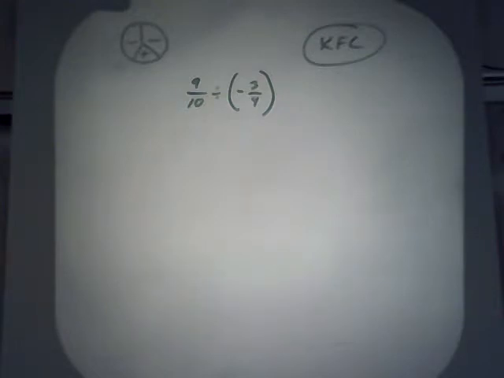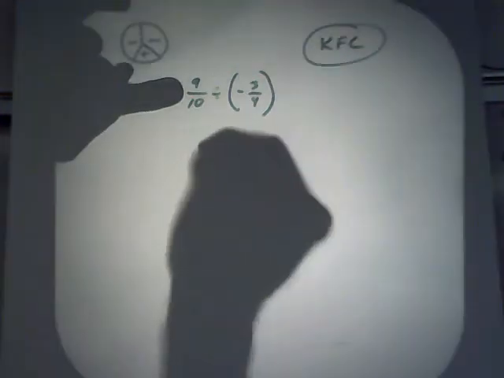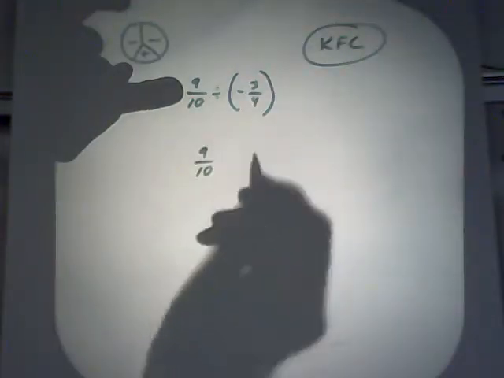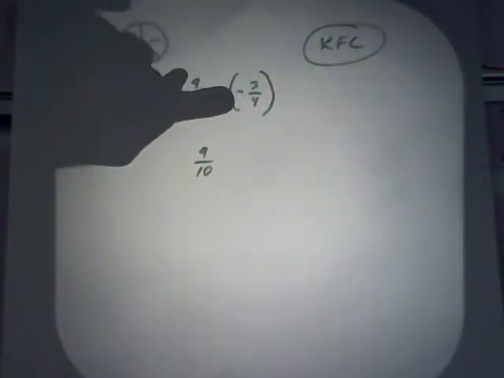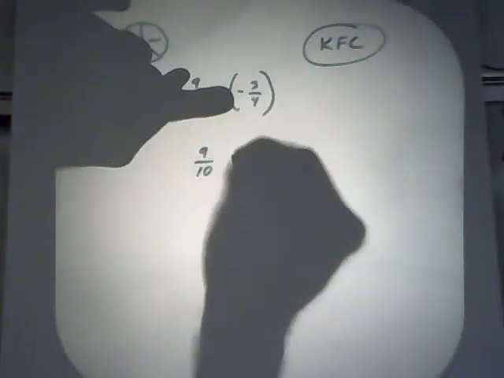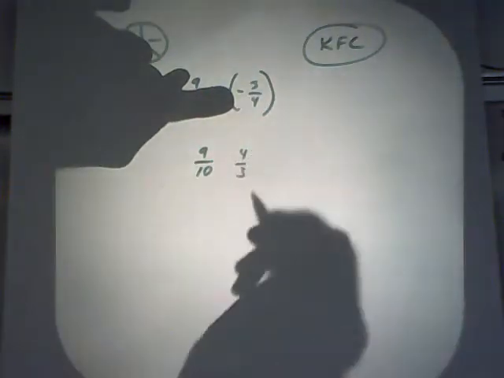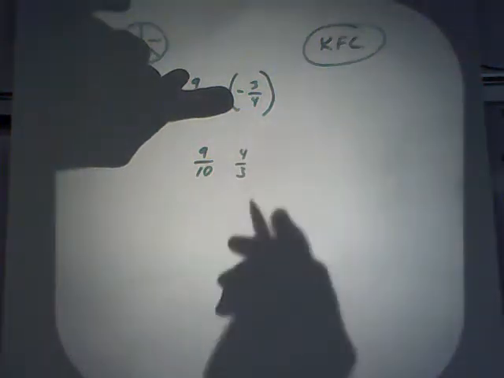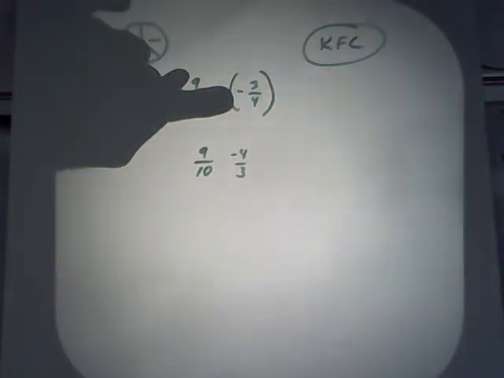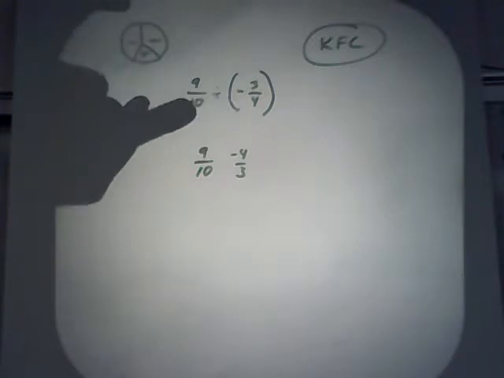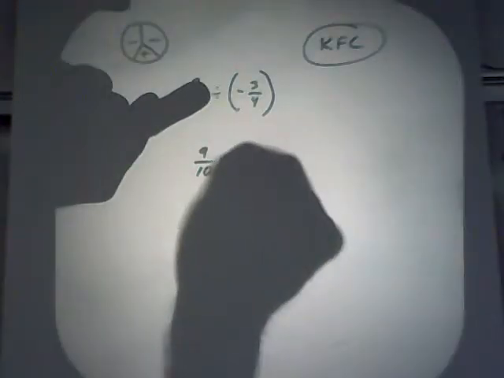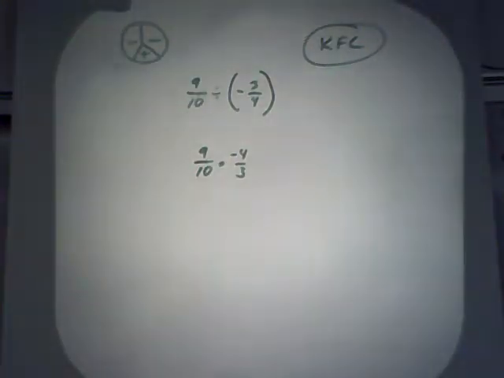Okay, so here's how it works. I keep the first fraction, flip the second one. All that means is you write the reciprocal. So instead of 3/4, it's 4/3. Keep the negative on the top, though. Don't lose that. And then change it from division to multiplication. That's it. Keep, flip, change. Now you do exactly what we were doing yesterday.